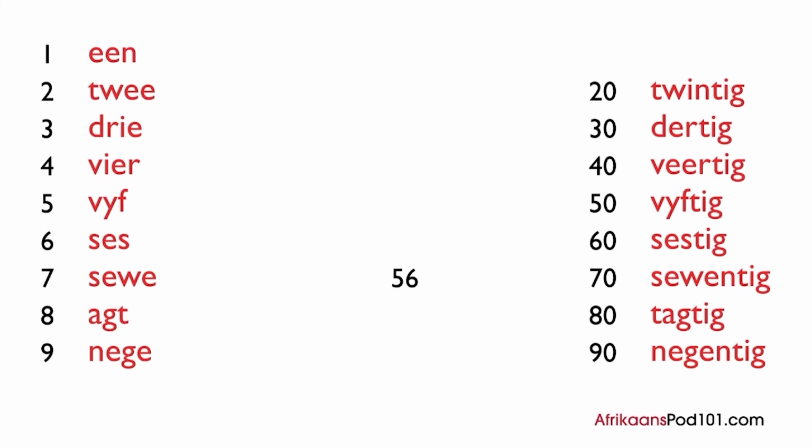The last thing to learn in this lesson is how to form compound numbers above 20. For example, how would you form a number like 56, which is a combination of two numbers we've already learned? This is actually quite easy to do. All you need is the numbers you want to combine and the Afrikaans word for and, en. Let's try it out. Let's say the word for 56 step by step.